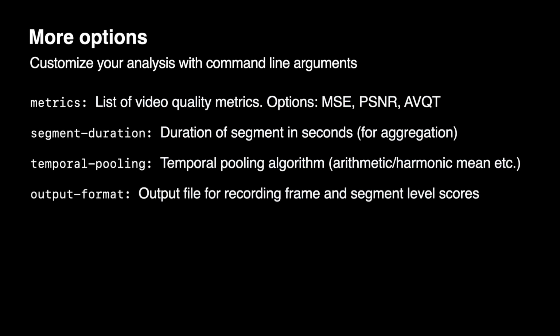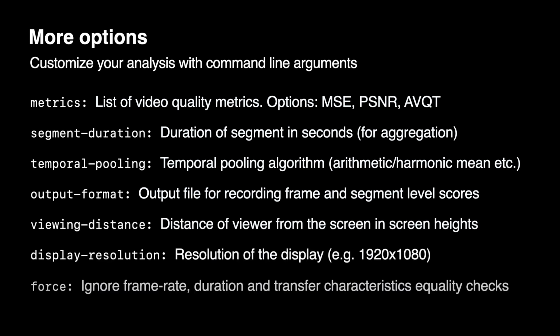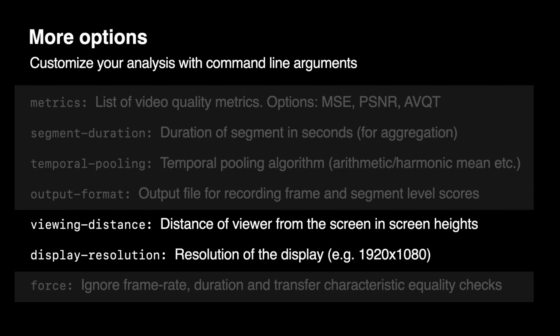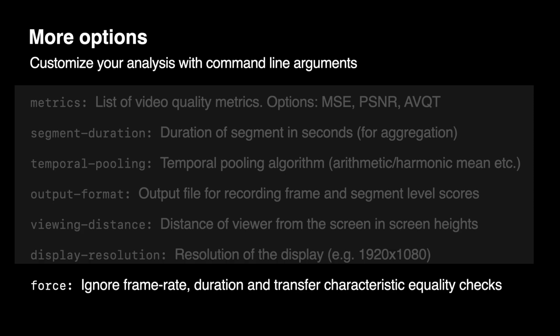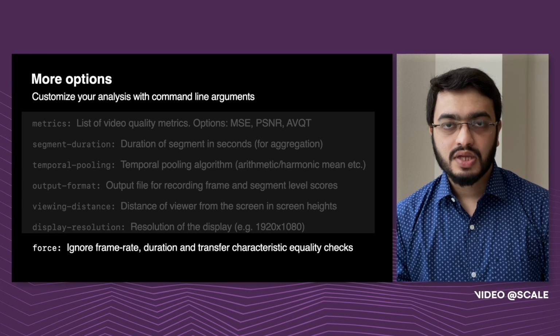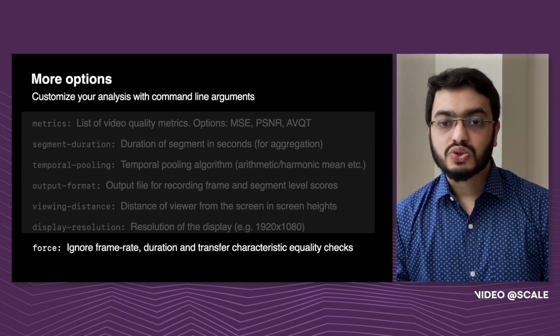Now in the demo, we showed a few options, but the tool has several features built into it as well. For example, you can use the segment duration and temporal pooling flags to change the way frame level scores are aggregated. Similarly, you can specify the viewing setup using the viewing distance and display resolution flags. Also note that AVQT requires your reference and test videos to be spatially and temporally aligned. For any mismatch, AVQT would simply bail out. You can still force the evaluation using the force flag for such cases.